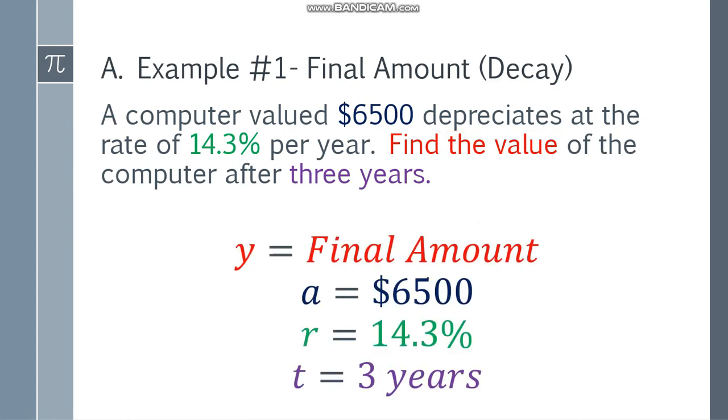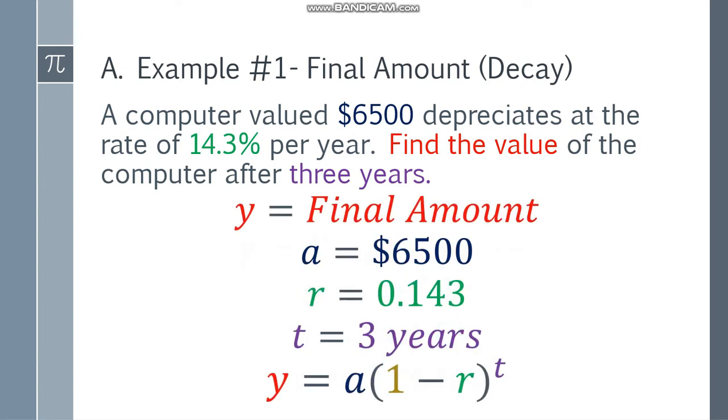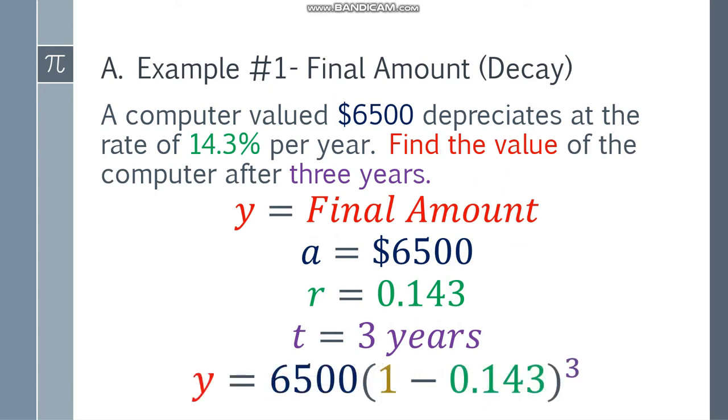So, give me a given: y is equal to final amount and a is equal to $6,500. Ang r natin will be 14.3%. t will be 3 years. Okay, change mo muna yung percent sa decimal point. That will be 0.143. Next one, lagay mo yung formula: y is equal to a times the quantity 1 minus r to the t power. And y is equal to 6,500 times the quantity 1 minus 0.143 to the third power.